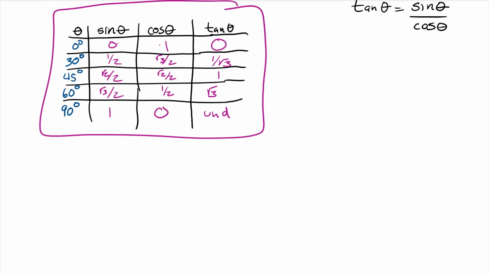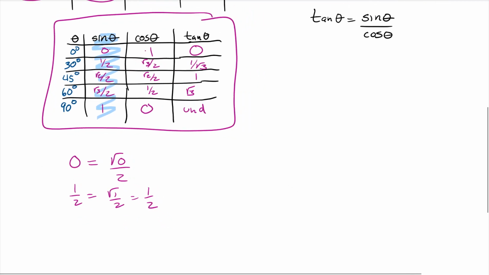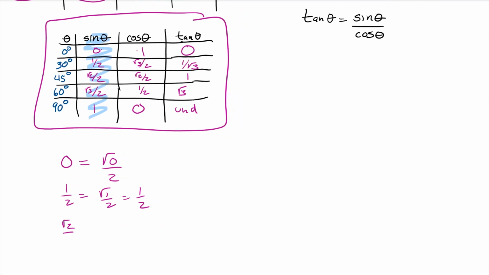So let's just discuss sine, and let's look at those numbers. 0 is the same thing as the square root of 0 over 2. You believe me, don't you? 1/2 is the same thing as the square root of 1 over 2. Root 2 over 2 is the square root of 2 over 2. You're like, why did you write equals three times? I'm just writing these values down right here.